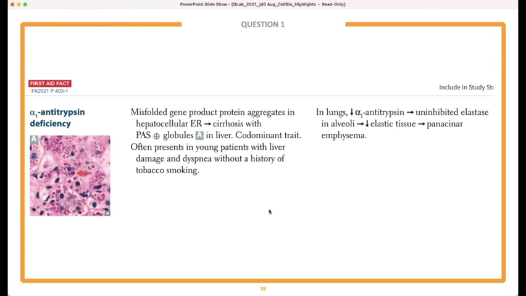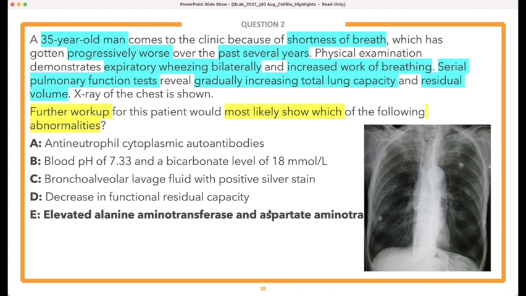So let's go back to our question, our other answer choices. We'll take a look there. If you were thinking about some of the other answer choices, let's talk about those real quick. D, a decrease in FRC. This would actually be consistent with a restrictive lung disease. But this patient, as we can see from the hyperinflation and the total lung capacity, has an obstructive lung disease.